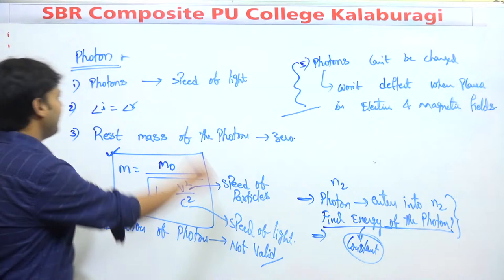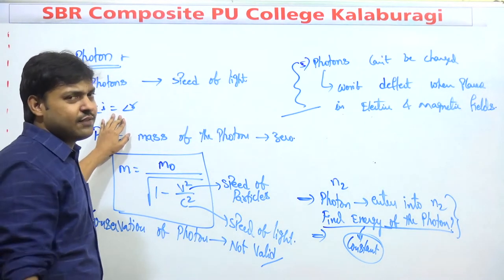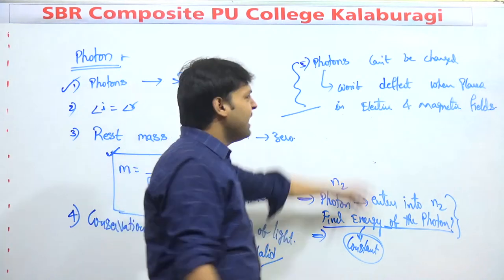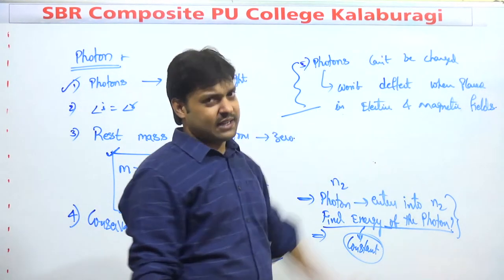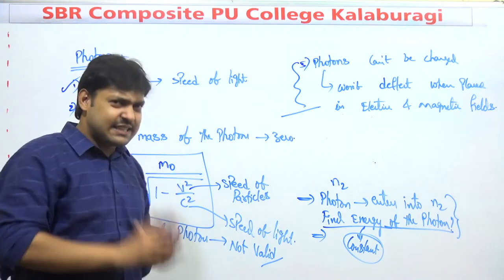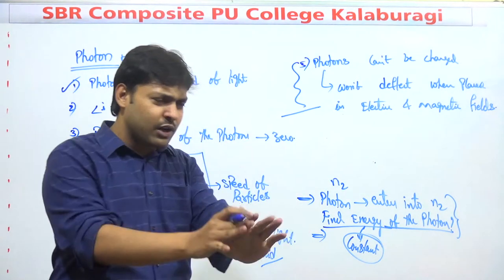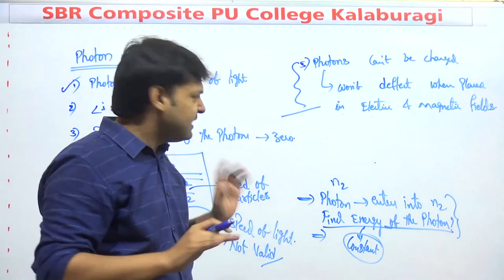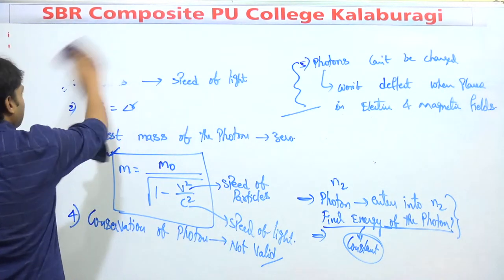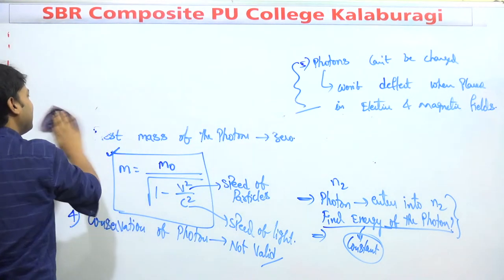He gave it like this. The photons move with the speed of light, the angular momentum of the photon equals h by 2 pi, the rest mass will be zero, conservation of photons is not possible, we can't charge them, and they won't be deflected. Clear about the point? I think it is easy. These are the observations. We have to write the same points, and analyze as if you are in De Broglie's position doing that experiment. So this is about the properties of the photons. You have to know about the photon first, then whatever we study next, we can understand easily.